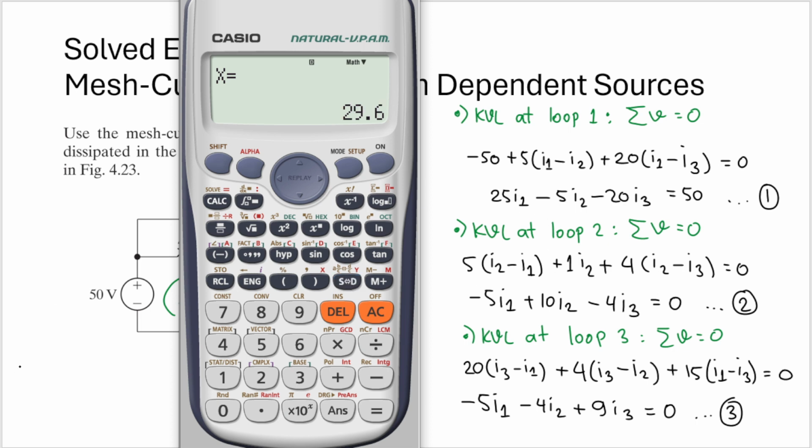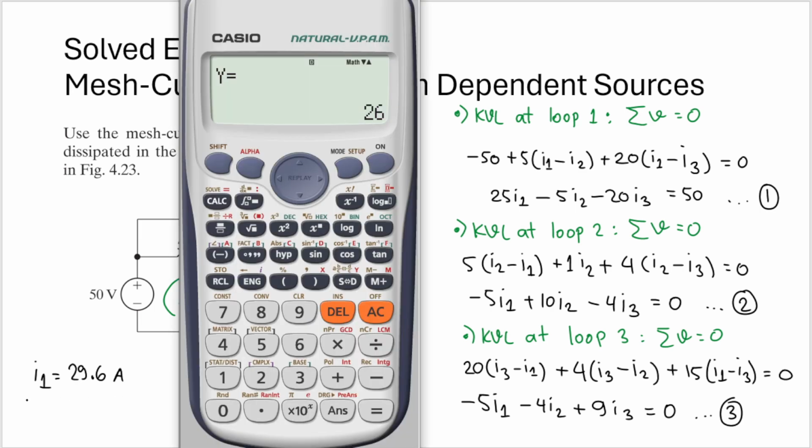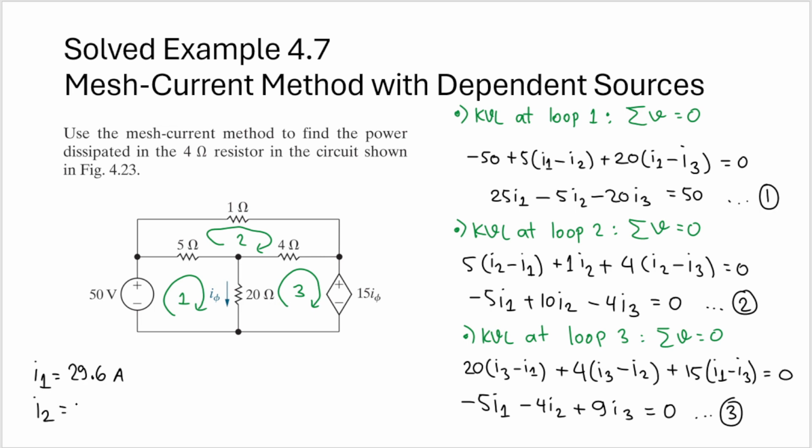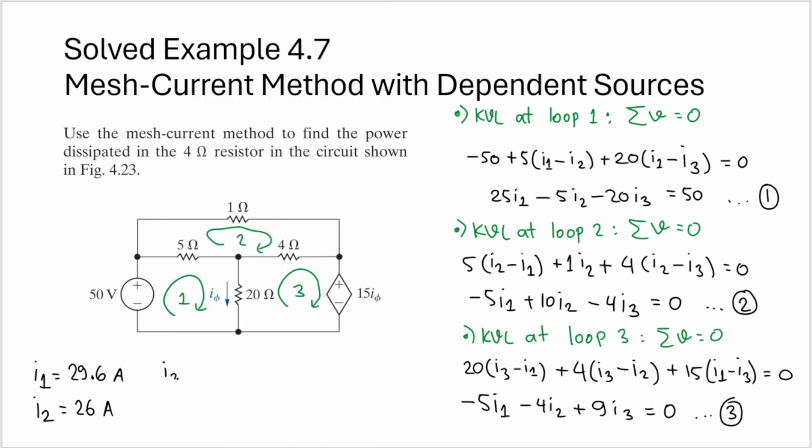Now we will have X, or I1. I1 is 29.6, so I1 is 29.6 ampere. And then what is I2? I2 is 26 ampere. And then what is I3? I3 is 28 ampere. Okay, and then what is the question? Find the power dissipated in this 4 ohm resistor.